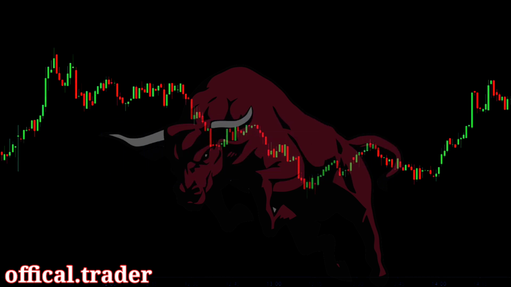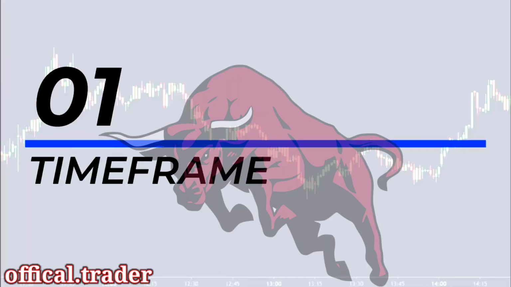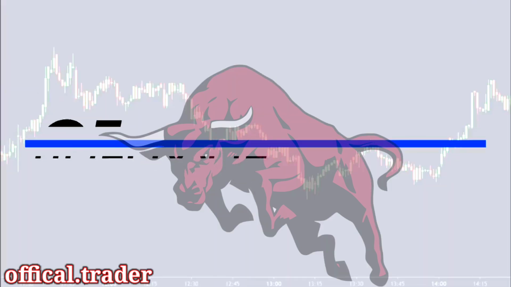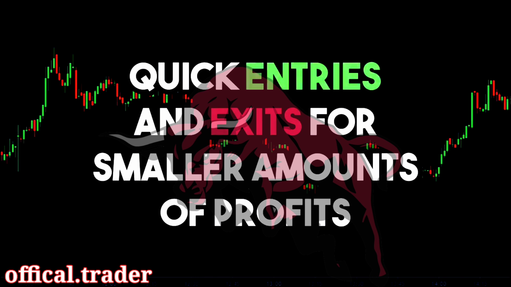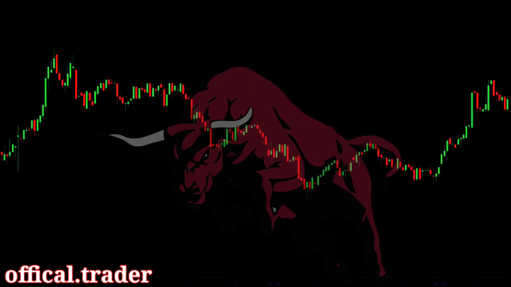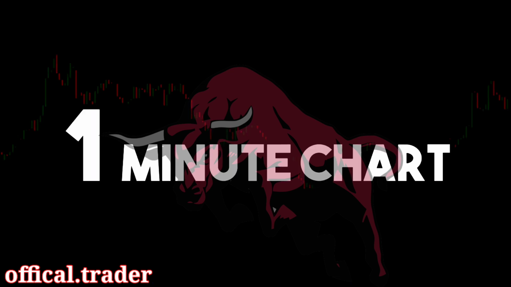With that being said, let's get into the strategy itself. First, let's talk about the time frame. Scalping is a form of day trading. But scalping consists of quick entries and exits for smaller amounts of profits. Hence, the best time frame for pure scalping is a 1-minute chart.